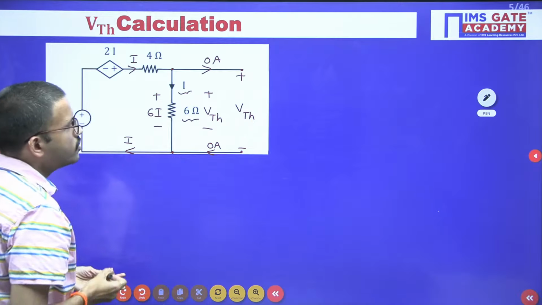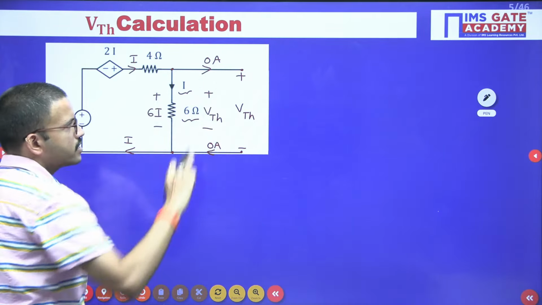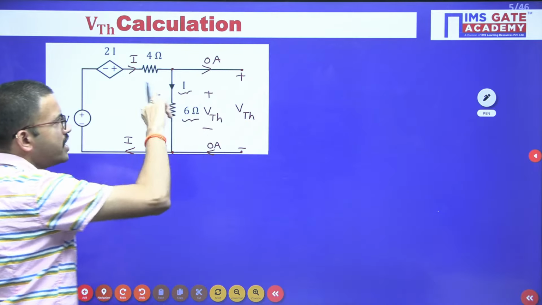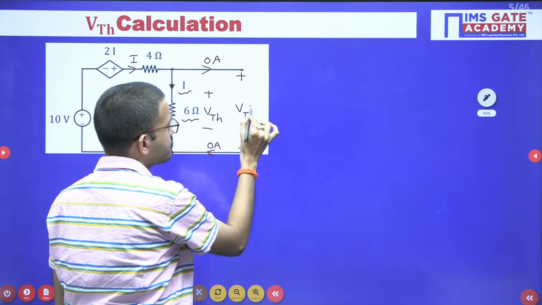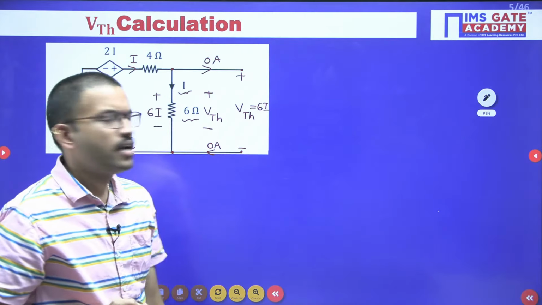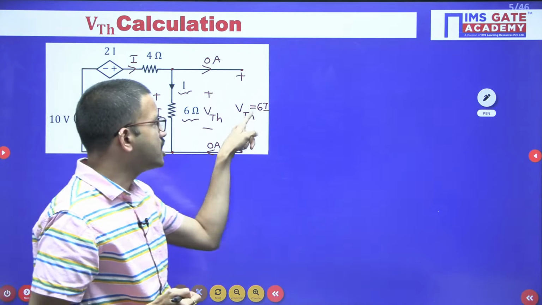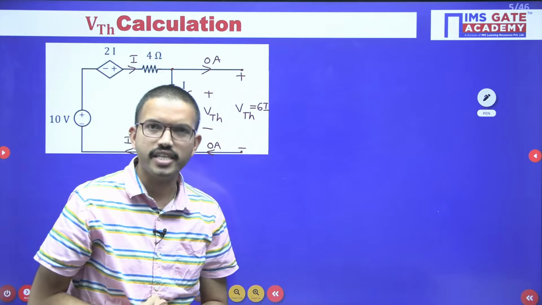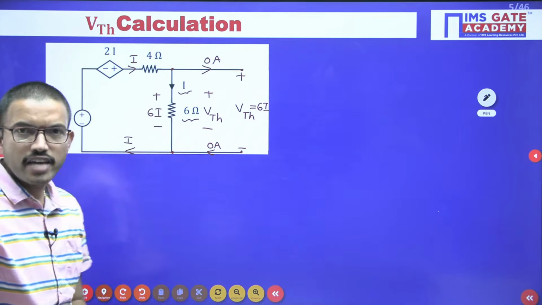Right. So as of now, what we got, since VTH and 6I both are same, right? The voltage across these two terminals is same as voltage across 6 ohm resistor. So that means VTH equal to 6I. I hope all of you are getting the clarity. Now somehow or other, if you are able to calculate I value, after that if you are multiplying with 6, from there you will get VTH for this particular question. Okay. Now we have to calculate I value.